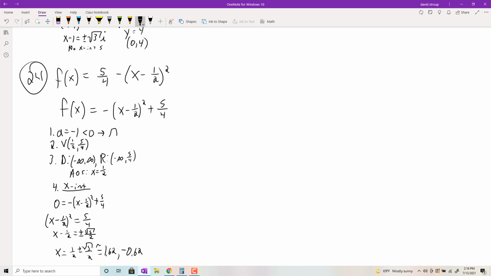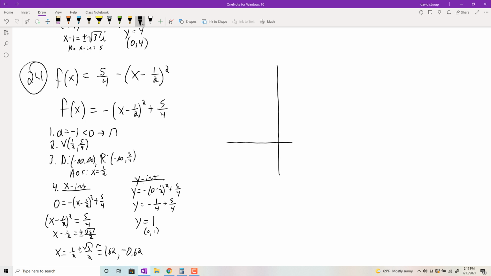Okay. Then I'm going to get my y-intercept. So for a y-intercept, you let x equal 0. Negative 1/2 squared is 1/4. Negative 1/4 plus 5/4 is 4/4, which is 1. And that'll be my y-intercept at 0, 1. Okay, so now we should be able to graph this thing.